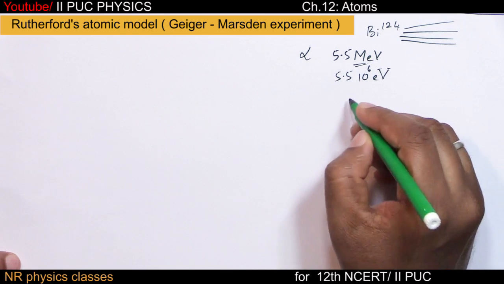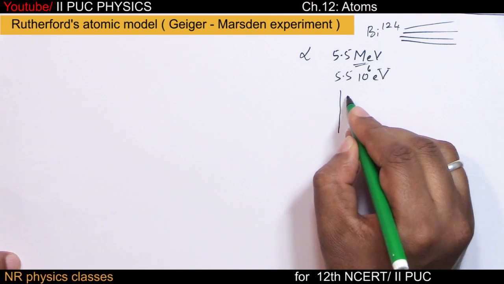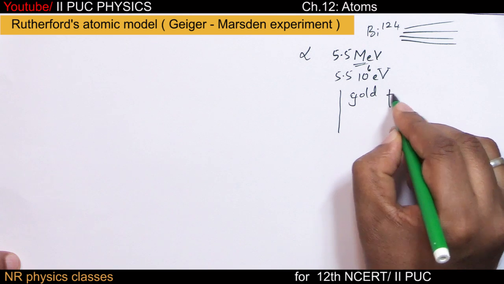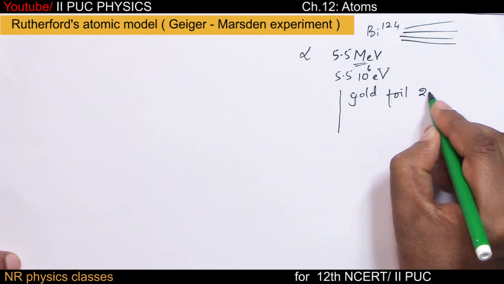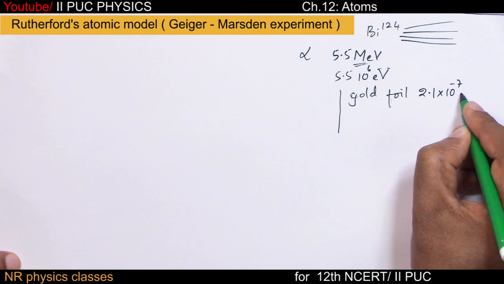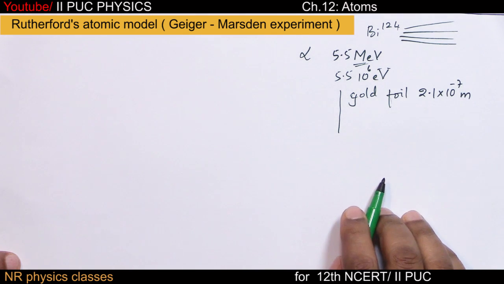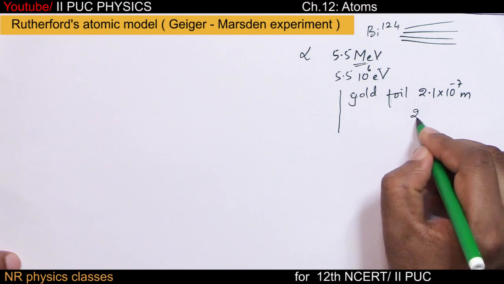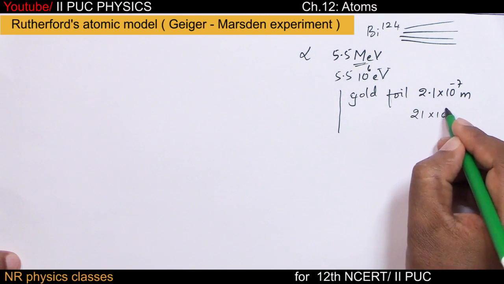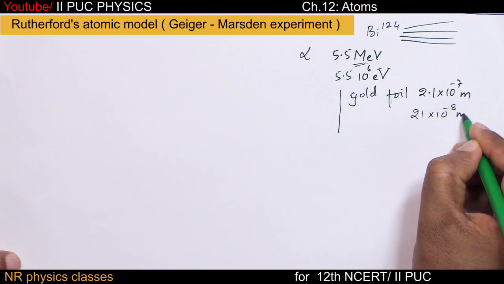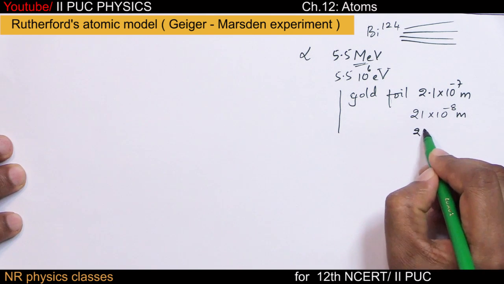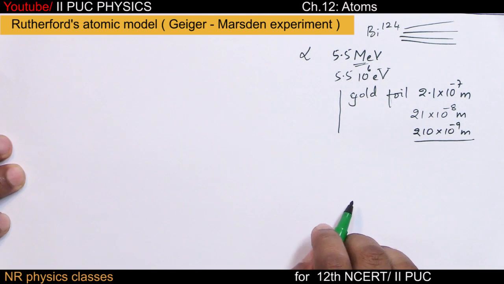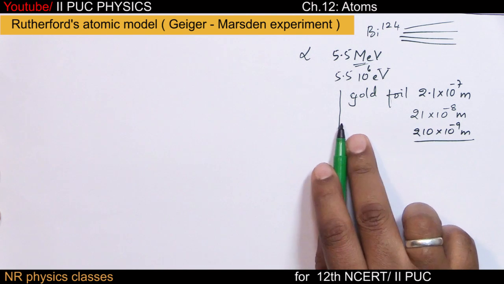And then a thin gold foil was used. The thickness of that gold foil was about 2.1 × 10^-7 meter. So you can say 21 × 10^-8 meter or 210 nanometer. Okay. So it's a very thin gold foil.